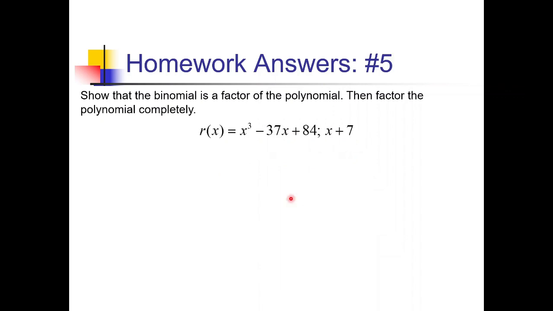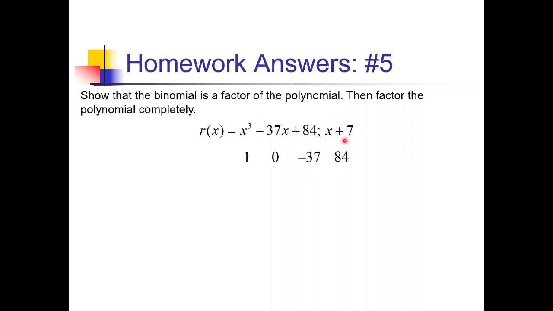For this problem, they want us to show that x plus 7 is a factor of r of x, and then factor r of x. So let's use synthetic division to start this process. I have my first coefficient of 1 for the 1x cubed. Then I'm missing an x squared, so we're already getting a little trickery going on here. We need a 0 to hold that place for the missing x squared. Then we have -37 for the x and 84.